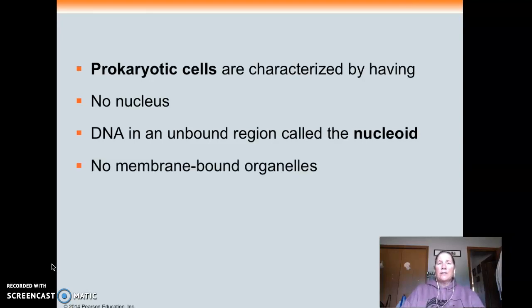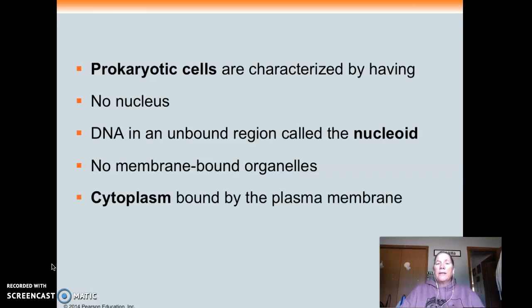They don't have organelles. They do have ribosomes, but they're not membrane bound. In other words, they're not organized. And again, you'll see when we talk about a eukaryotic cell, how our organelles have membranes that hold them together and all that. Not so much in a prokaryote. And the cytoplasm is bound by the plasma membrane. In other words, it keeps it in there. They have one less layer of that fluid than we do.